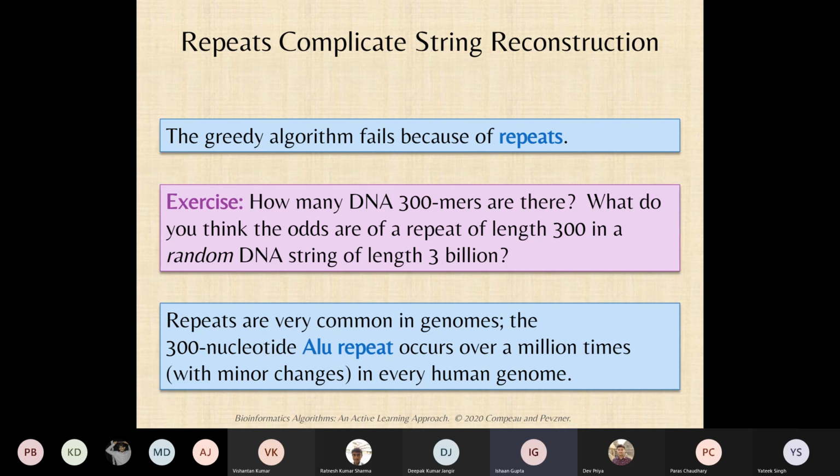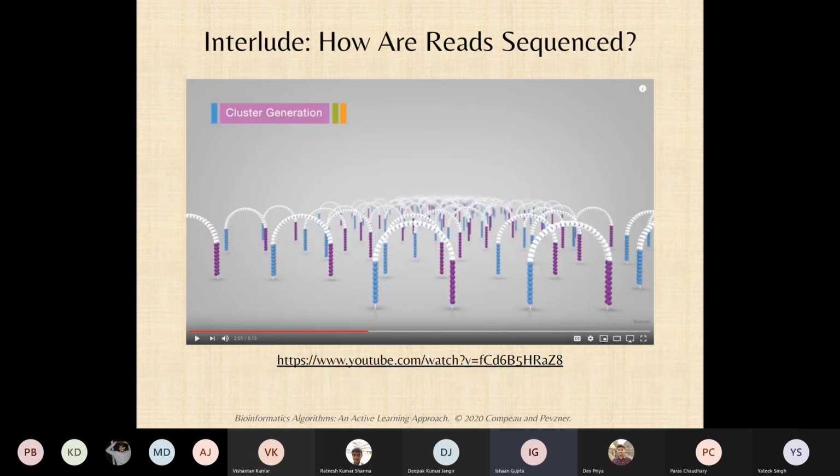Actually, repeats are very common in genomes, as we have already talked about. One such repeat, 300 nucleotides long, is the Alu repeat, which occurs over 1 million times with very few minor changes in almost every human genome. So dealing with repeats is a problem, and we have to come up with a way to deal with them. The remaining part of the module is going to give you some ideas on how to deal with them. So, an interlude here.